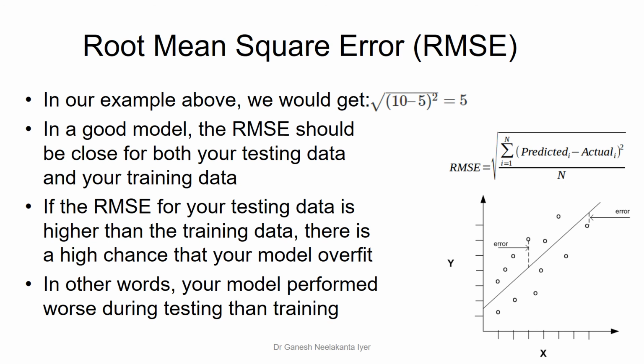So in a good model, the root mean square error should be close for both your testing data and your training data. If your testing data gives you a higher root mean square error than training data, there's a high chance that your model is overfit. In other words, your model performed worse during testing, but it was okay during training.